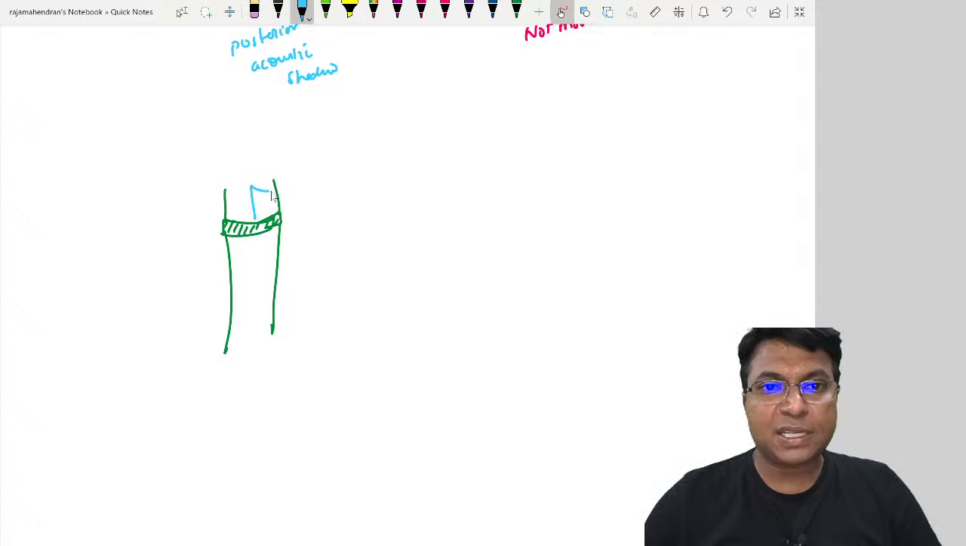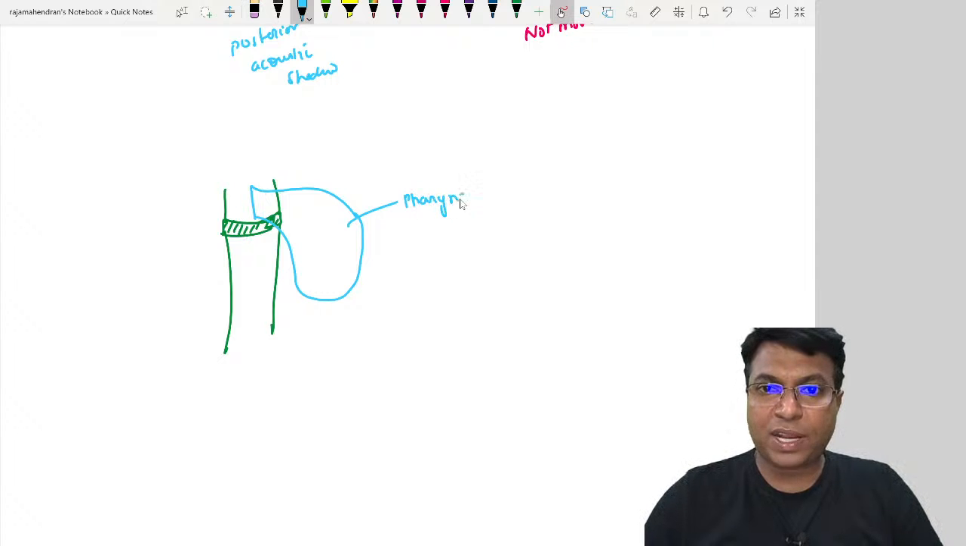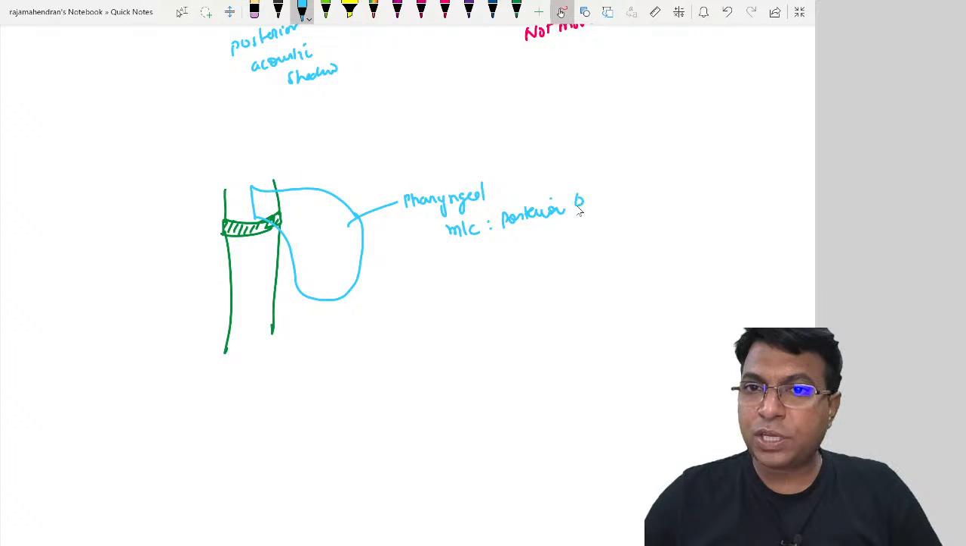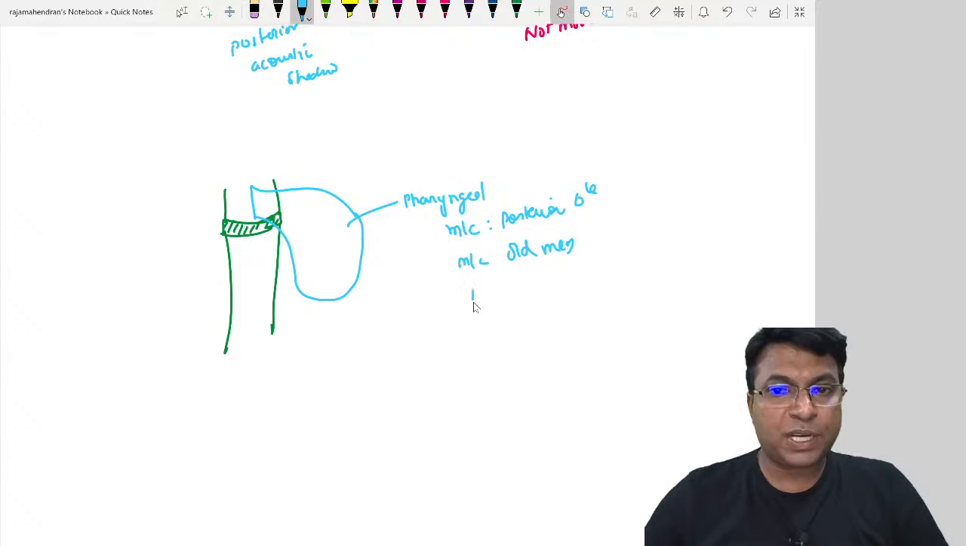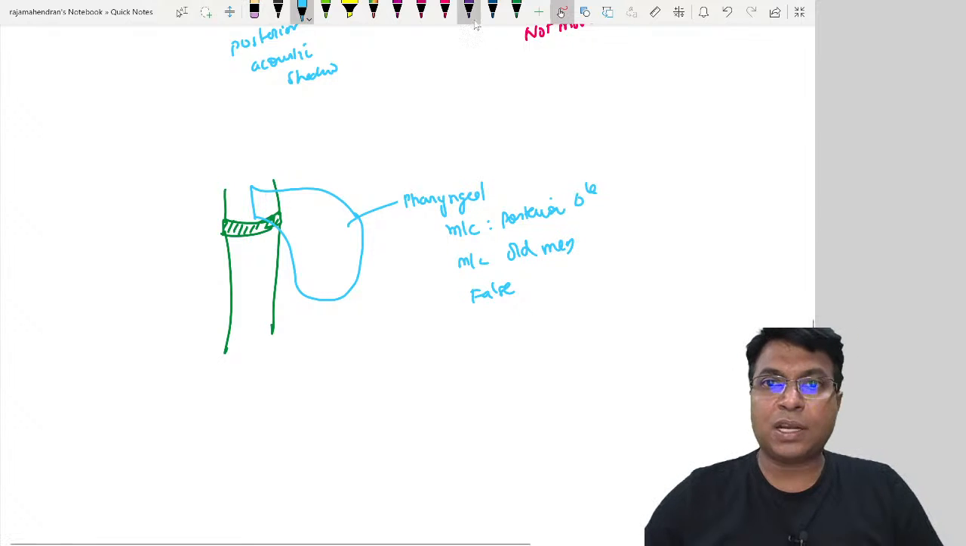And this is Killian's dehiscence, through which the pharyngeal pouch arises like this. This is the pharyngeal pouch. Please don't forget, a pharyngeal pouch is most common posteriorly, in the posterior triangle, and most common in old men. It is a false diverticulum. It does not contain all layers.